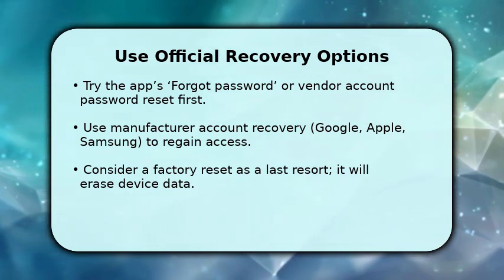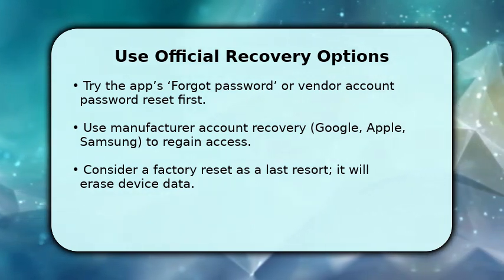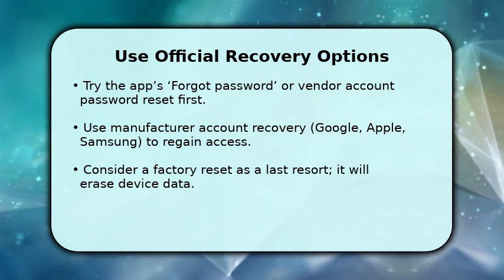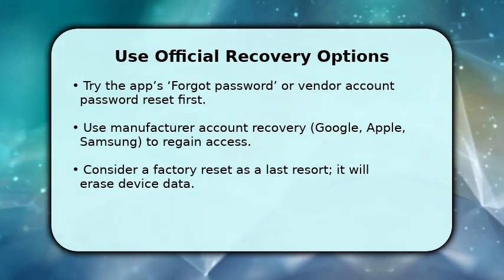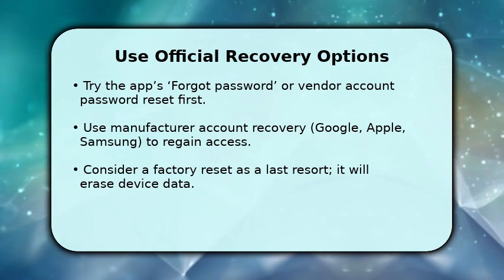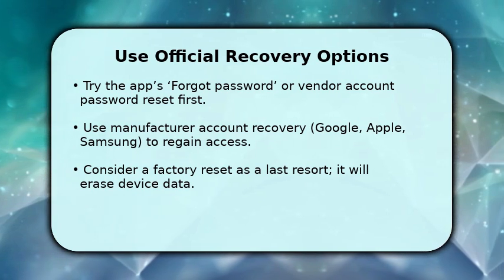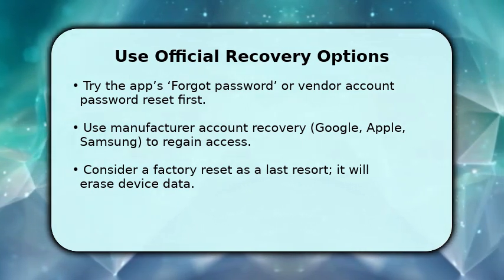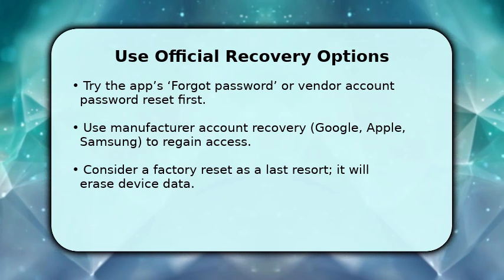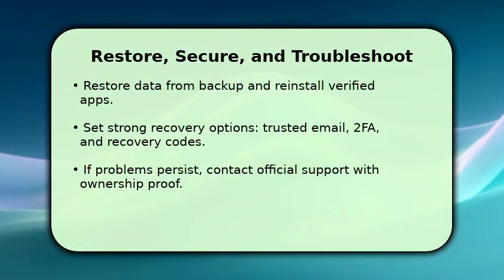If those fail and you have backups, a factory reset via system settings or recovery menu will remove app locks but delete data, so only choose it after confirming your backups. If you're unsure which flow applies, contact the vendor support team. After recovery or reset, restore your backed up data and reinstall apps from official stores to avoid reintroducing unwanted locks.